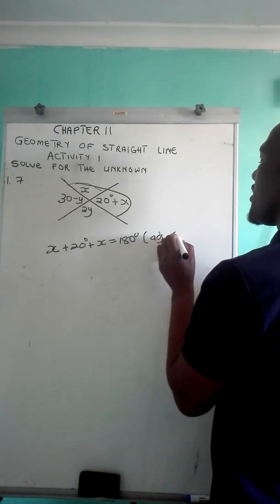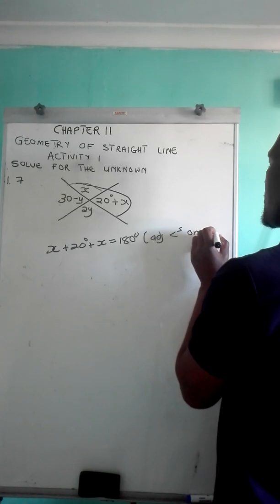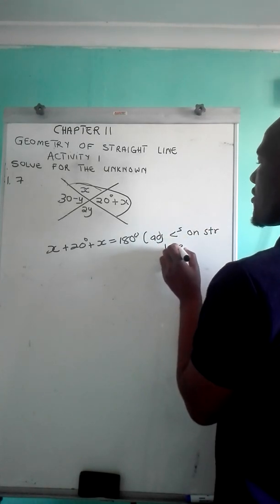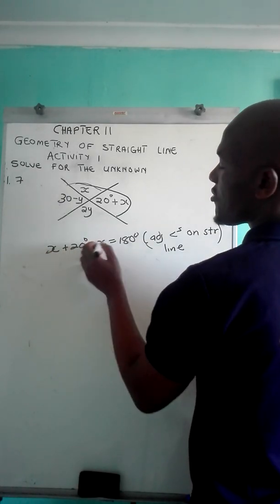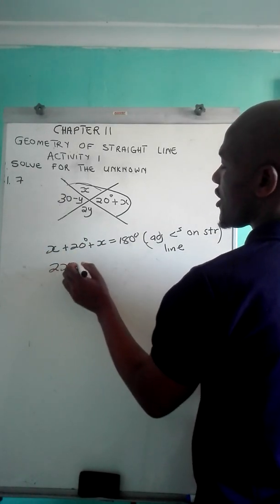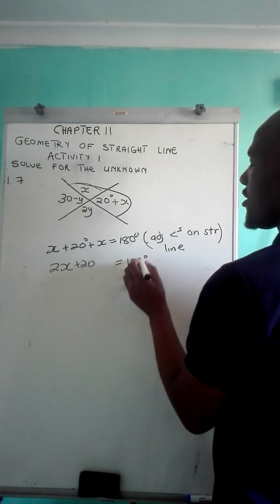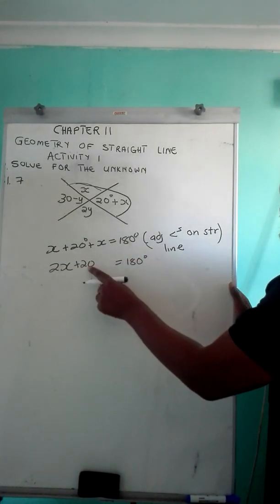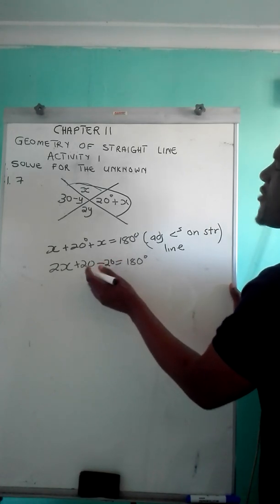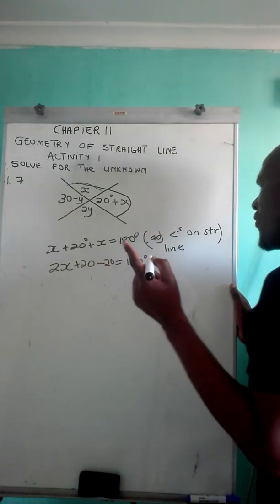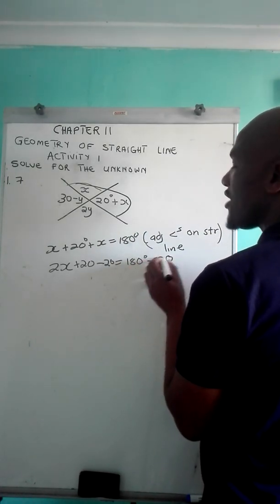Adjacent angles on a straight line. On a straight line, what is x plus x? It's going to be 2x plus 20 equals 180. But I don't want this 20. What must I do? Additive inverse, minus 20. Same number, different side. What you do on the left hand side, you also do on the right hand side.